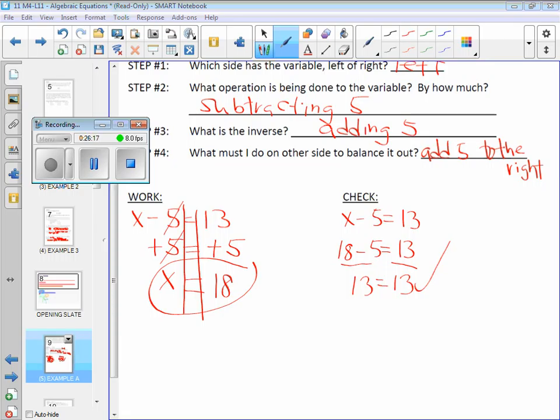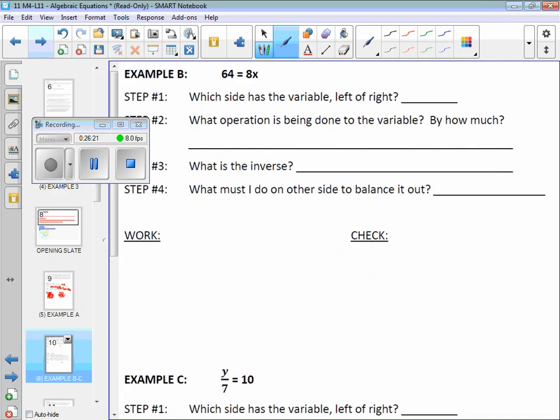All right, now we've got 64 equals 8x. Don't forget your basics. This means 8 times an unknown value is 64. We have to find the unknown value. Take it step by step. First of all, what side is the variable on? Right. It's on the right side this time. Don't let it throw you off. It's still the same principles.